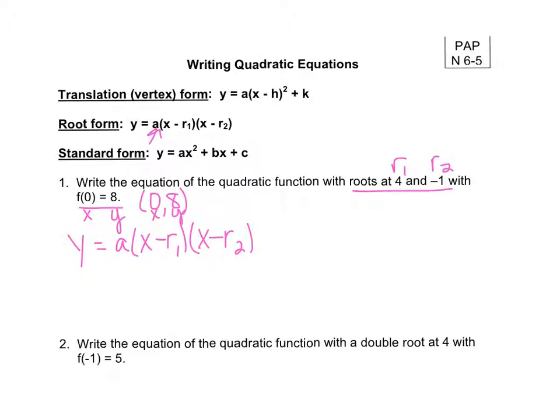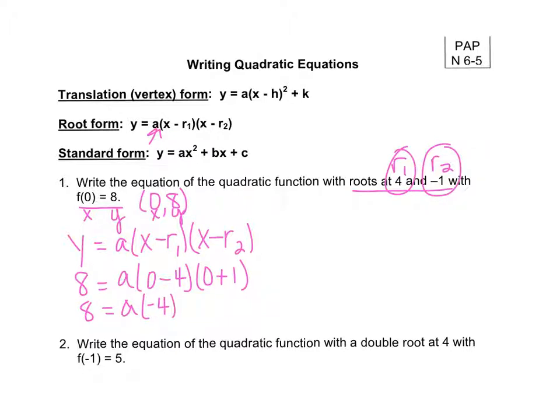So we're going to plug everything in. The only thing we won't know is our a. So y is 8. We don't know a. X is 0 minus R1, which is 4. And then x is 0 minus R2, which is a -1, so that would make it +1 on the inside there. And then we're going to work this out. So we have 8 equals a. 0 minus 4 is a -4. And then 0 plus 1 is 1.